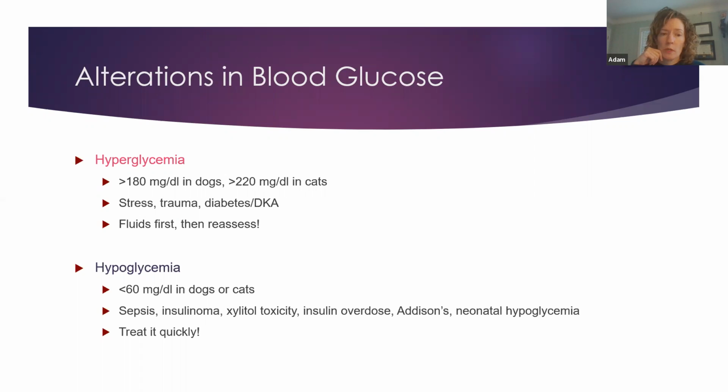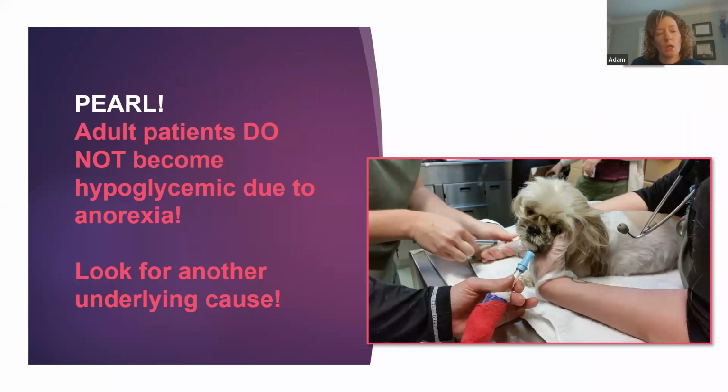Hypoglycemia is a different story and needs to be treated quickly. In the literature, that's defined as less than 60 in both dogs and cats. And things like sepsis, insulinoma, some toxicities, insulin overdose in a diabetic, Addison's disease, and neonatal hypoglycemia would be common causes that we would think about. And this is something that we want to treat quickly.